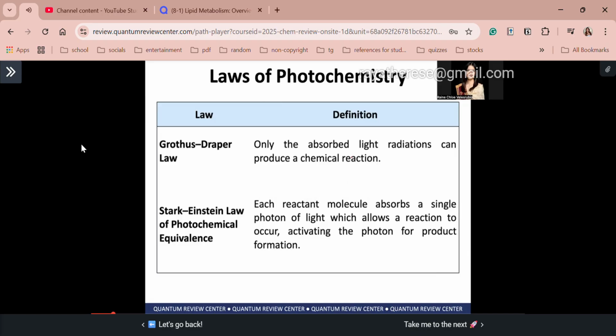Then second, we have the Stark-Einstein law of photochemical equivalence. According to this law, for each molecule involved in a reaction, only one particle of light, which is a photon, is absorbed. That single photon gives the molecule enough energy to react and form a product. Again, for each molecule involved in a reaction, only one photon is absorbed. That is according to the Stark-Einstein law of photochemical equivalence.